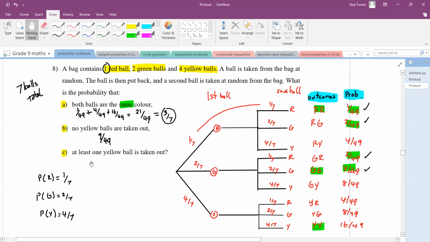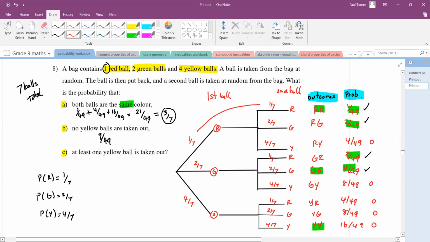Okay, at least one yellow ball is taken. So we need to look at all of those outcomes that have one yellow ball at least. 2 yellows is fine. So let's circle these ones. So at least one yellow ball. This one, this one, this one, this one, and this one.